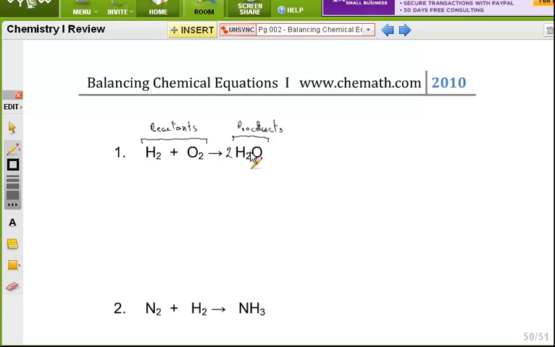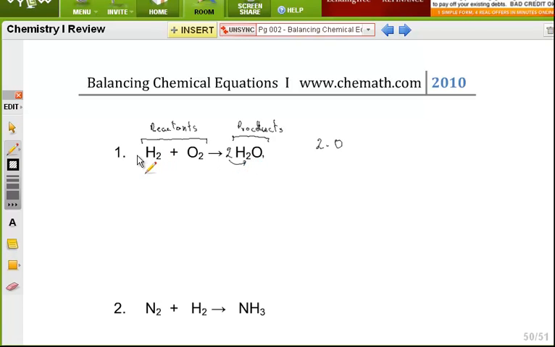water molecules. So we have 2 times 1, because there is an invisible 1 here, is going to be 2 times 1, 2 oxygen atoms in my products, and we have 2 oxygen in my reactants. So my oxygen is balanced right now. But if we look at the hydrogen now, we have 2 times 2 atoms of hydrogen, and we have only 2 in my reactants.